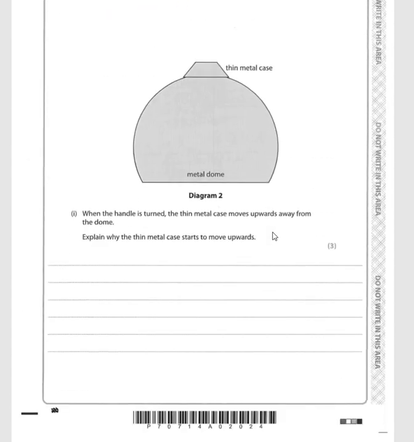Okay, let's move to the next one. Now, the handle is turned. Now we place a thin piece of metal. Now the metal here is moving away. Now the dome, we know the dome is positive. Now how can this be moving away? If this is moving away, it means it's getting repelled.